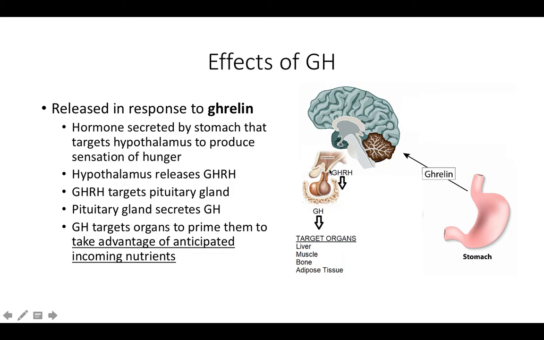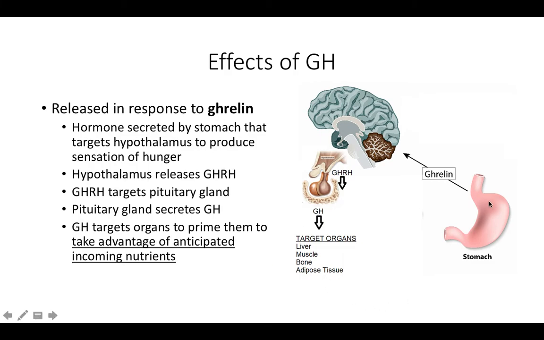Okay, so here we have the hypothalamus blown up. It releases its stimulating hormone to target the pituitary gland. As a result of this growth hormone releasing hormone, the anterior lobe of the pituitary gland will secrete growth hormone, and that's going to circulate throughout the body and target different organs. So we talked about it's going to target the liver to produce insulin-like growth factor. It's going to target the muscles to stimulate protein synthesis. It's going to target the bones and adipose tissues to break down fat.